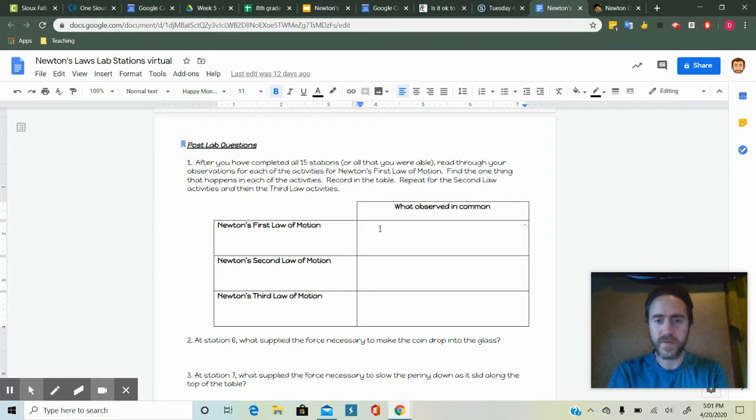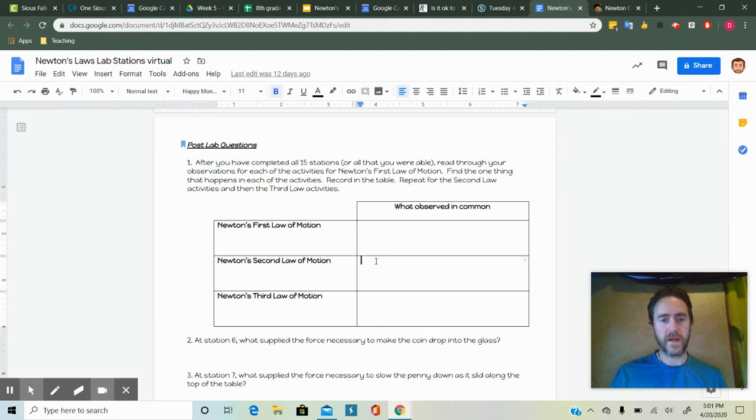The first law of motion, hopefully you noticed that every station really had something to do with, okay, if it's moving, then it's going to keep moving until something acts on it. Or if it's not moving, then it's going to stay there until a force acts on it. And actually, let's look at this. Question number 2 said, at station 6, what supplied the force necessary to make the coin drop into the glass? Well, once you pull the paper out of the way, there was nothing holding it up, so gravity was the force that pulled it down.